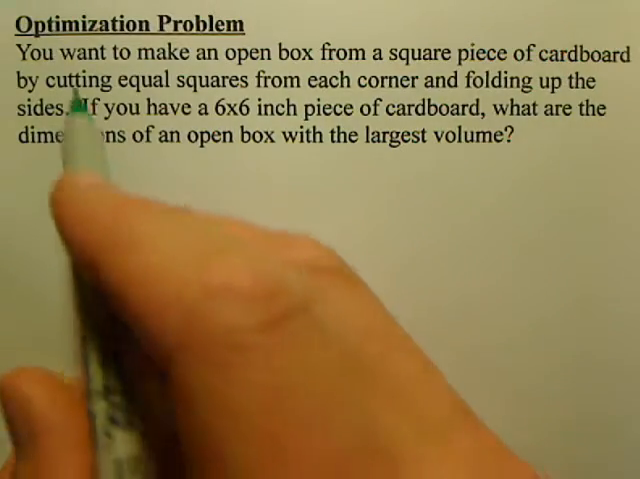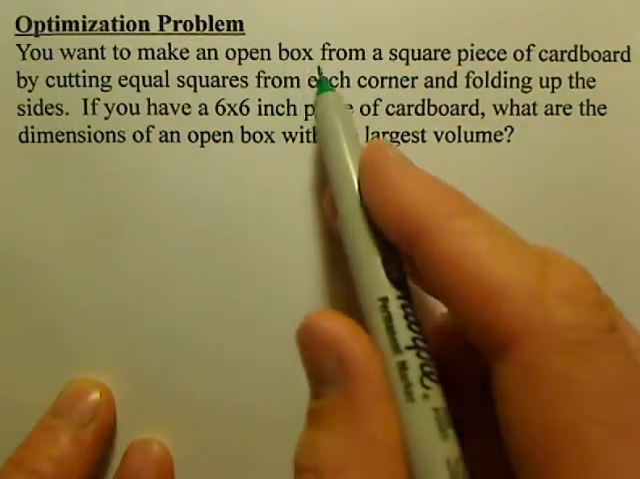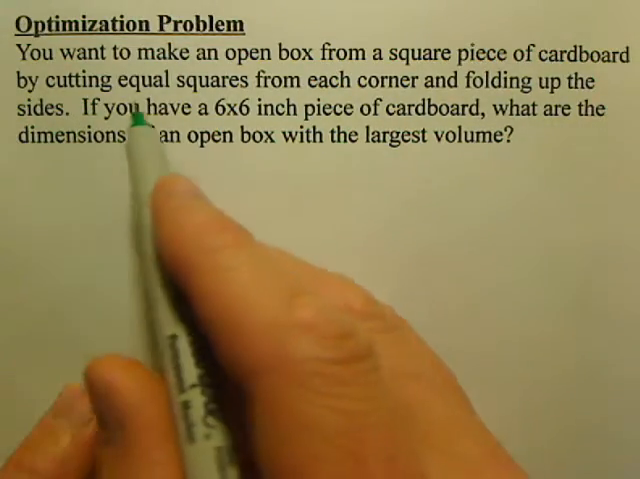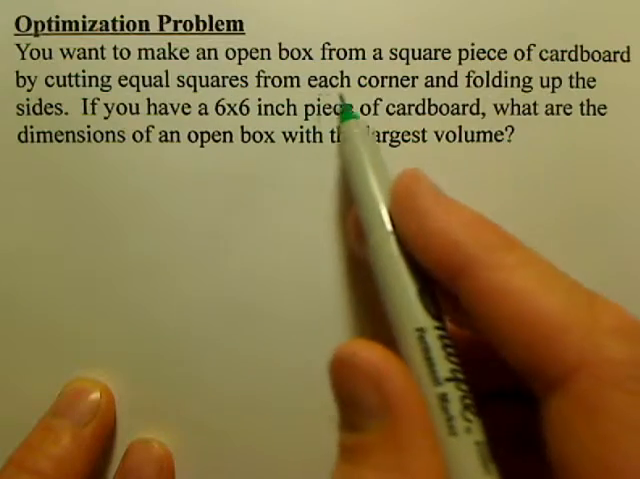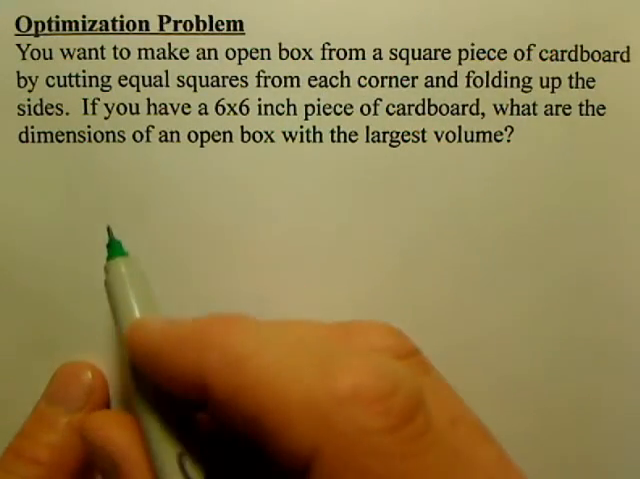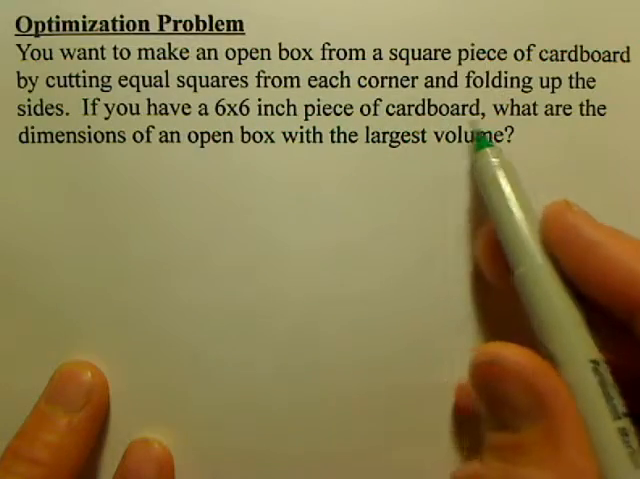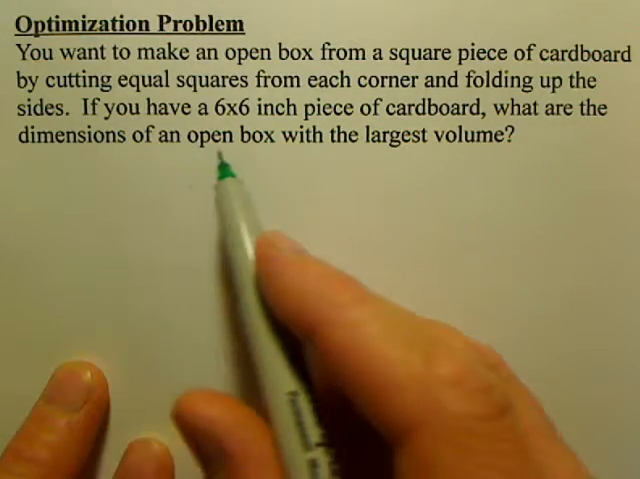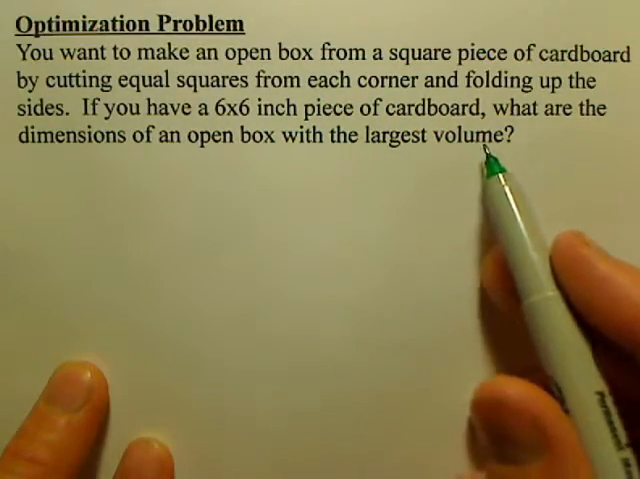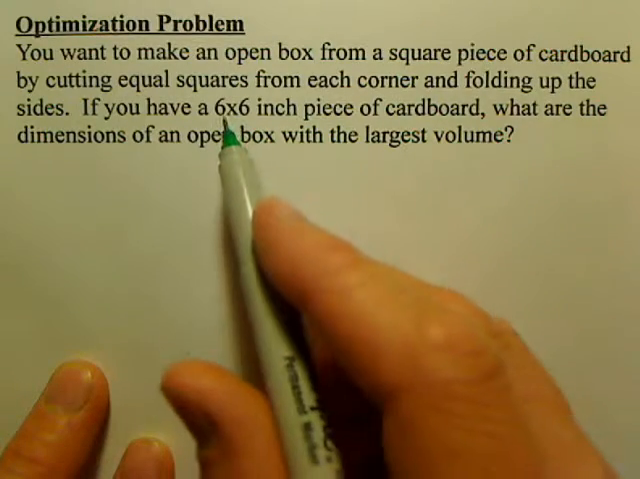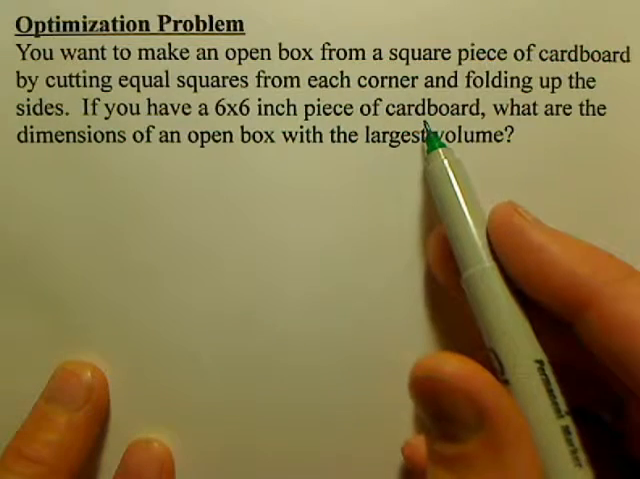So here's one situation. You want to make an open box from a square piece of cardboard by cutting equal squares from each corner and folding up the sides. Okay, you have a 6 by 6 inch piece of cardboard. What are the dimensions of an open box with the largest volume? So you want the largest volume made from this 6 by 6 inch piece of cardboard.